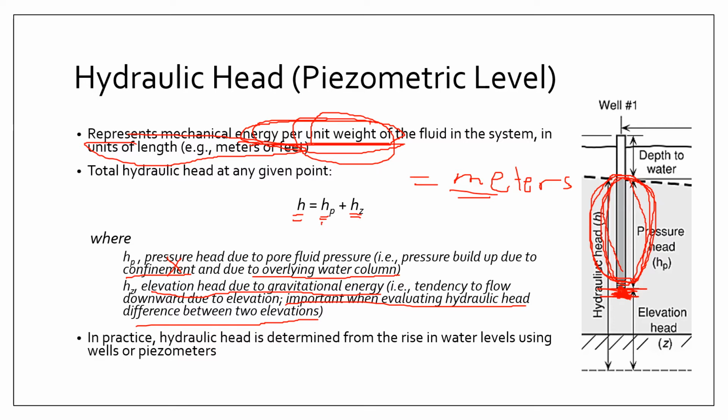Now, in practice, hydraulic head is typically measured or determined from the rise in water levels using wells or piezometers. Note that when you are trying to measure the hydraulic head or the piezometric level of an unconfined aquifer, the piezometric level is just equal to your groundwater table or groundwater level. So they are the same.